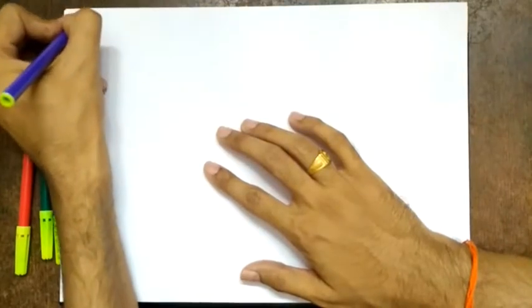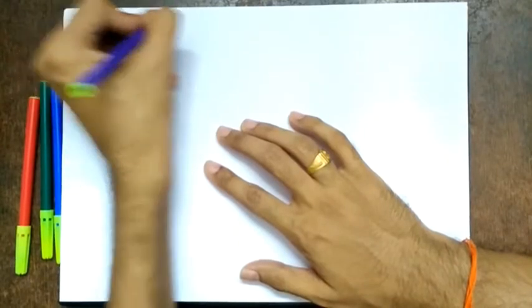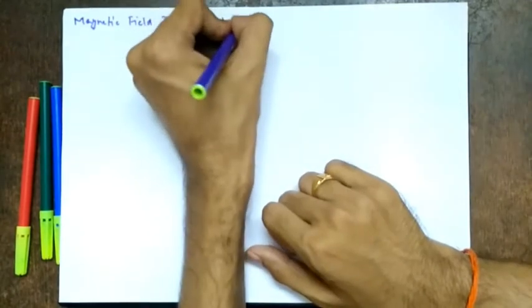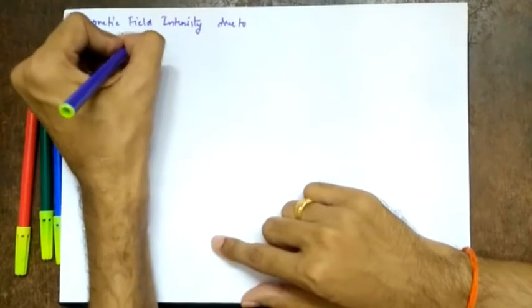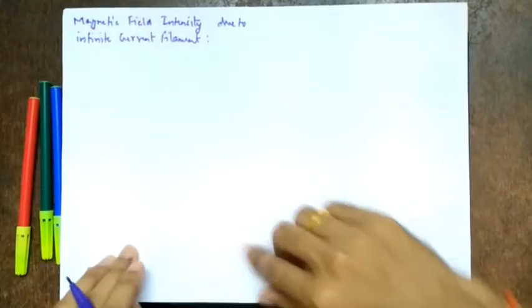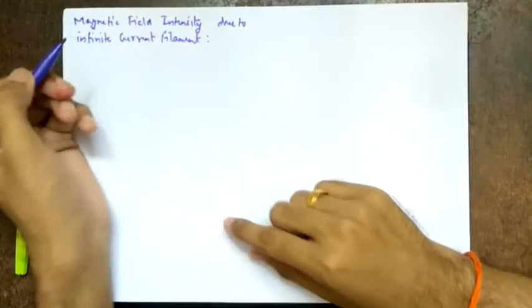So next we have a derivation: magnetic field intensity due to infinite current filament. I'll write it here. Magnetic field intensity due to infinite current filament. Now you don't have to study this separately. We have already done it for infinite line charge, which was electric field intensity. So these are duals of each other.